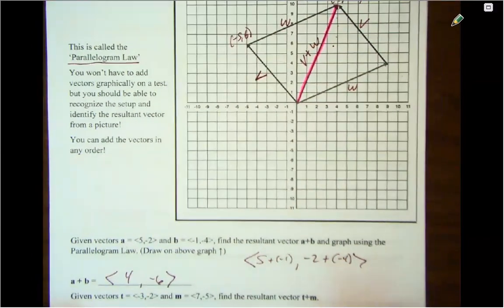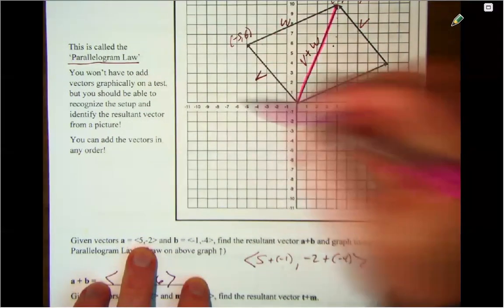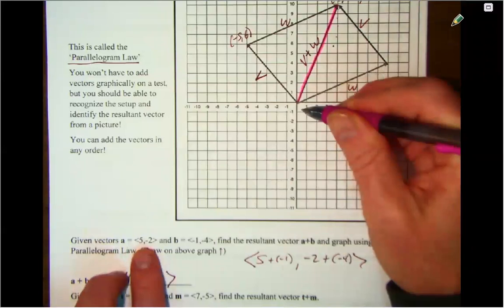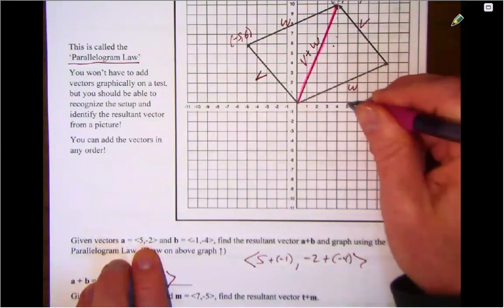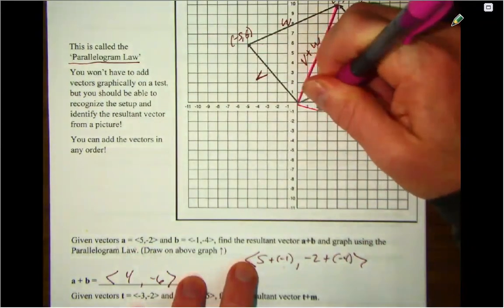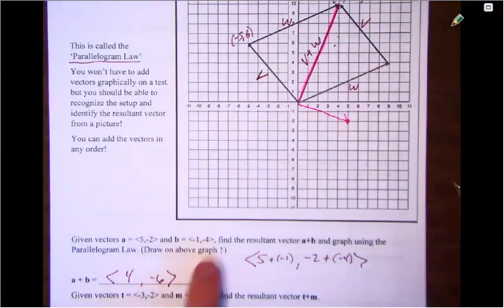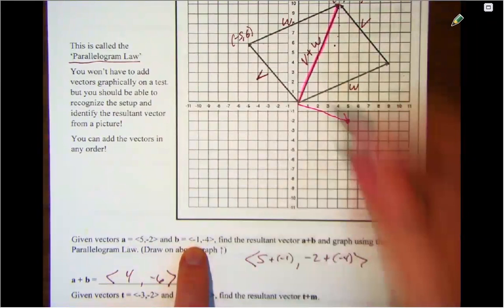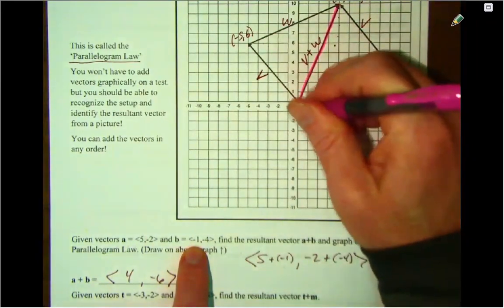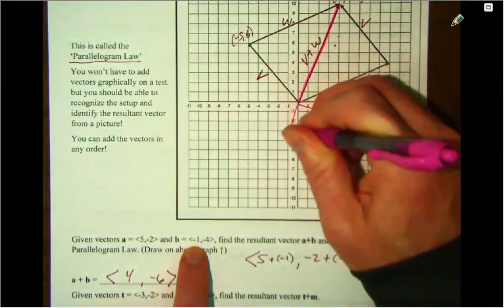If I were to graph that, and I'm just going to graph it on the same graph up here, using that same parallelogram law, vector A is <5, -2>, so 5, negative 2 is right here. Let me see if I can draw a straight line. You're about to laugh at me, because that's not terrible. I've done worse. And then I'm going to do -1, -4: -1, then 1, 2, 3, 4. So that would be vector B from the origin.